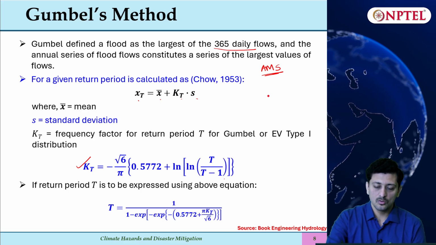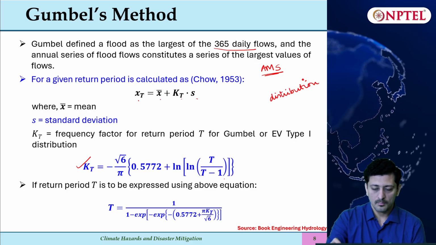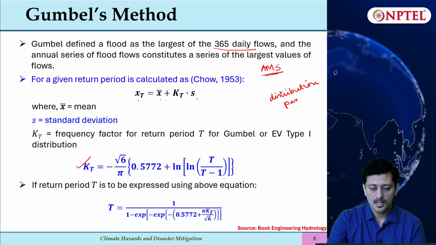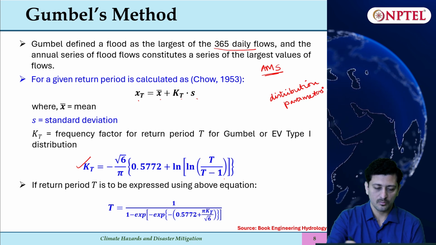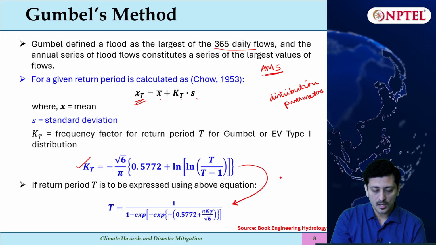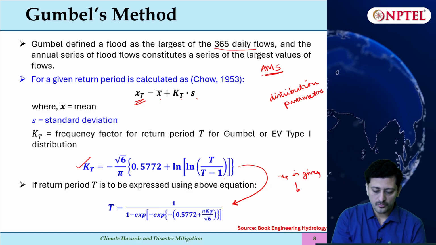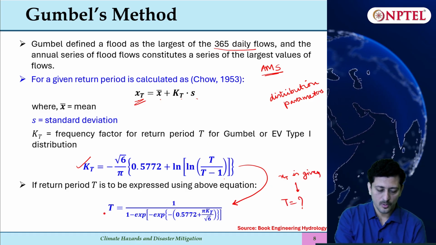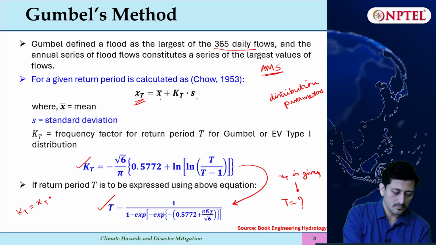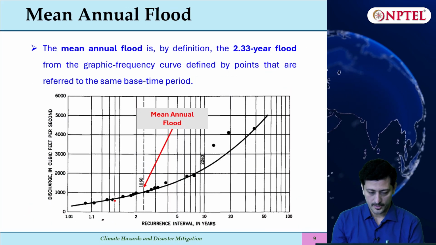There is another way where you can use the distribution, not going by frequency factor, you can go by the distribution parameters, and then also you can estimate your xT value for a given return period. If you revert this equation, if you are given a particular magnitude, let us say xT is given, and you have to find T, then you can revert this process and you can get T. In that case you have to find KT equal to xT minus x bar upon s, and this KT value you can substitute here and you can get the return period.